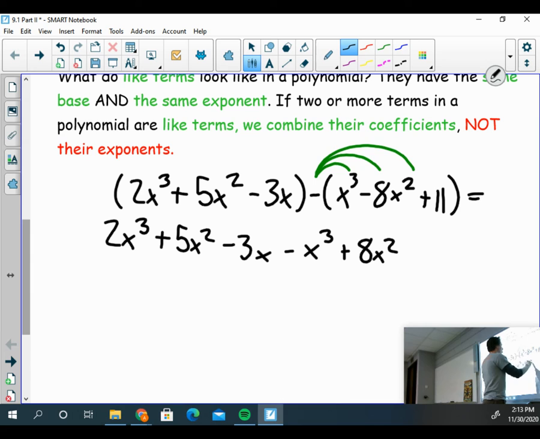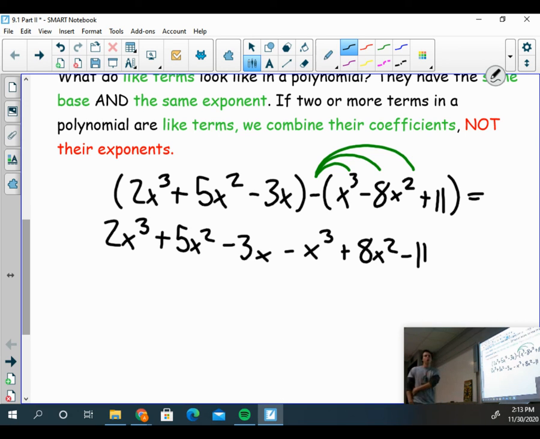Because what you can imagine is, as I'm distributing this negative, everything's being multiplied by -1. So -1 times -8 would make positive 8x squared. And we will have a -11. -1 times 11 is -11. In short, the shortcut: when you have a minus sitting outside of parentheses, you are able to just flip the signs of whatever is inside the parentheses.